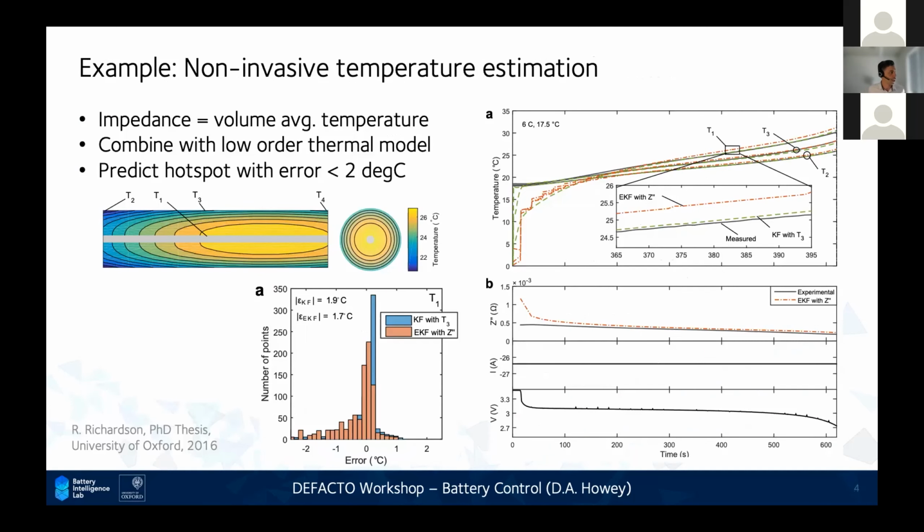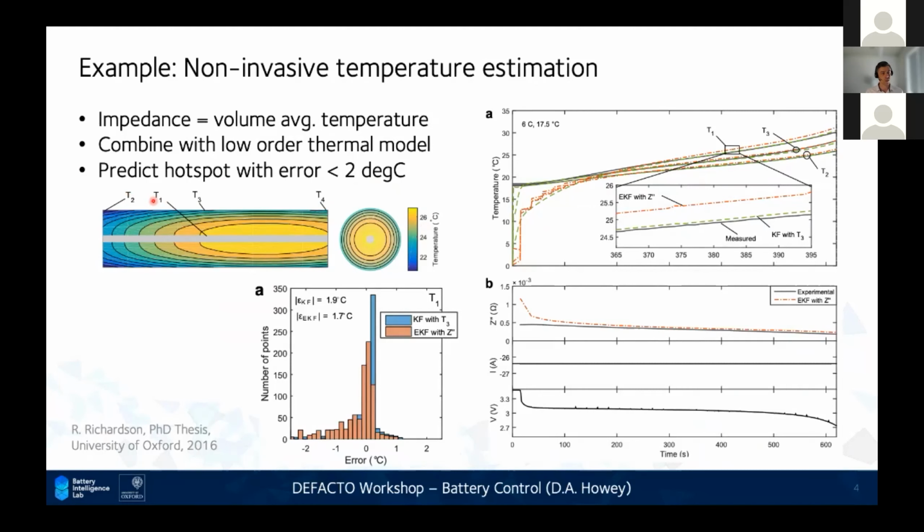So the first example is temperature estimation, and I think this was already mentioned earlier in the workshop by a few other people. We can use the battery impedance as a temperature sensor, and in the past we've done some work to combine impedance, which gives you a volume average temperature measurement, with a thermal model. We've demonstrated that this is quite an accurate way of getting hotspot temperature estimates. On the left, you can see some simulations using a thermal model of a cylindrical cell.